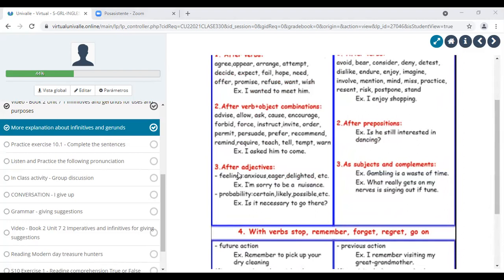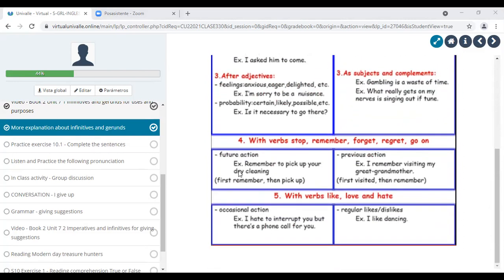Okay, after verb plus object combinations: I ask him to come. After prepositions: is he still interested in dancing? After adjectives: I'm sorry to be a nuisance. Is it necessary to go there? As subjects and complements: Gambling is a waste of time. What really gets on my nerves is singing out of tune. With verbs stop, remember, forget, regret, go on, and also with verbs like, love, and hate.